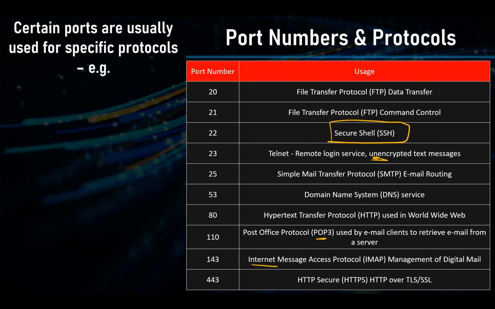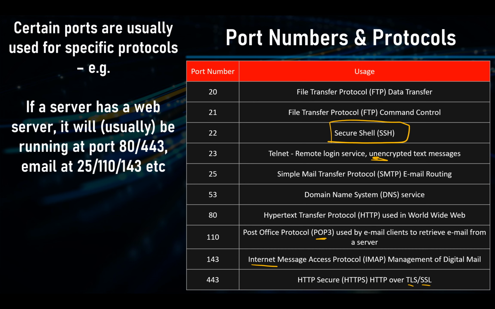And then 443, which is HTTPS. So that's HTTP using TLS or SSL. I think SSL is going to be the deprecated one, or maybe it's TLS that's the old one. To be honest, I've forgotten that. It's kind of like IMAP and POP3: one of them is just the new version of the other. I think I shouldn't have forgotten that, but for some reason I have.